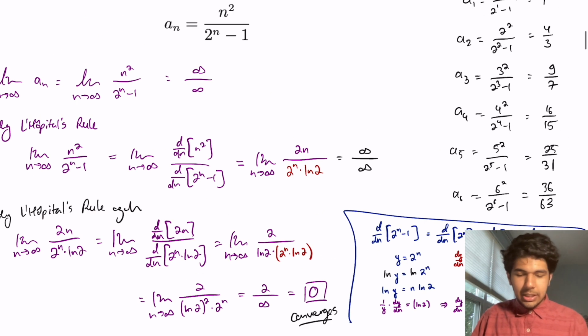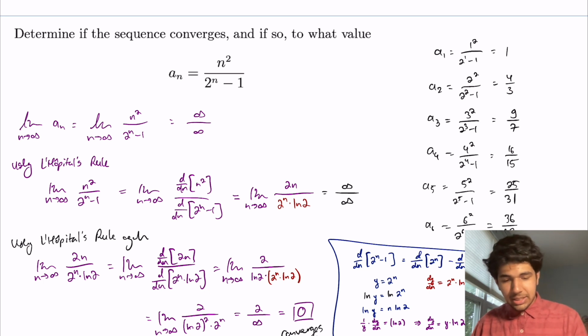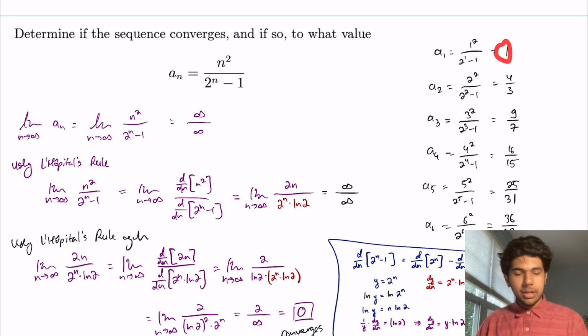And now it's a good thing to check: does this actually make sense here? And the answer is yes. We started at 1, reached about 4/3, and then just kept on going downwards, and all of these terms seem to still be positive. It didn't seem like we were getting below 0 at any time.